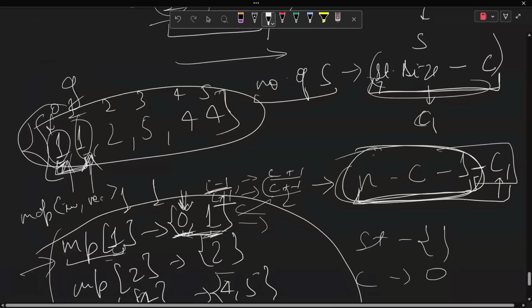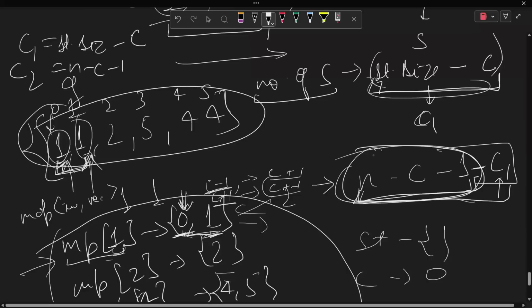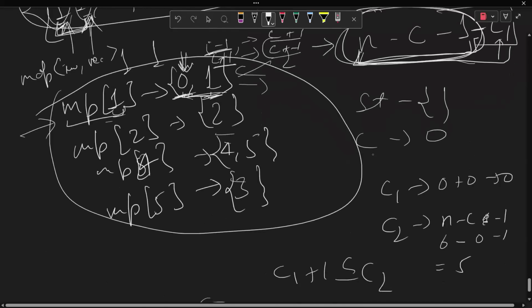Okay. So you would check, this would be a C2 minus C1. One way is just write C1 equal to set dot size minus C, and then C2 equal to n minus C minus 1 minus C1. Okay, compute this C1, C2, then check this condition.